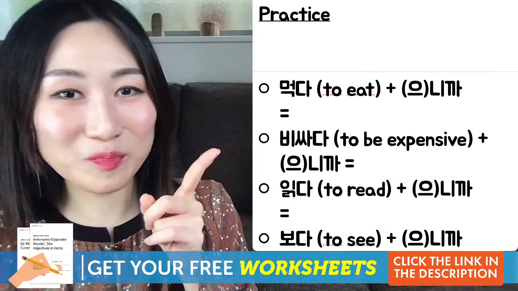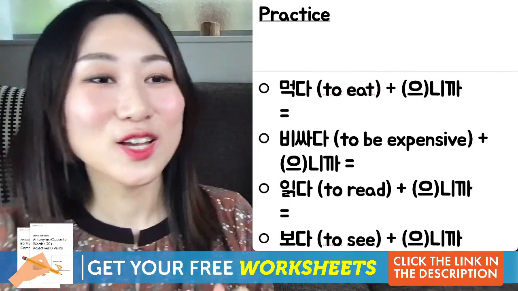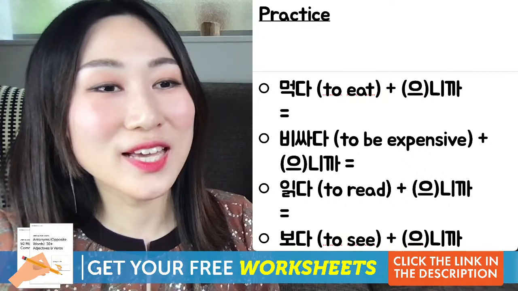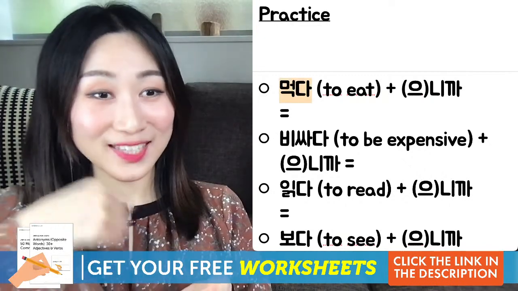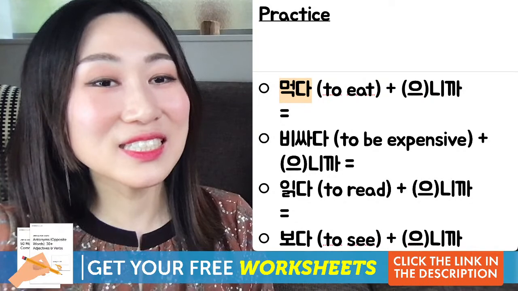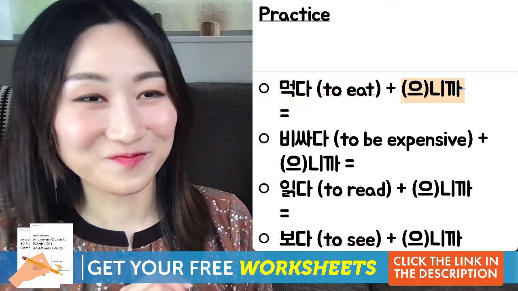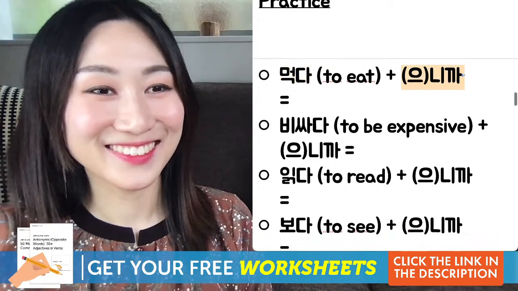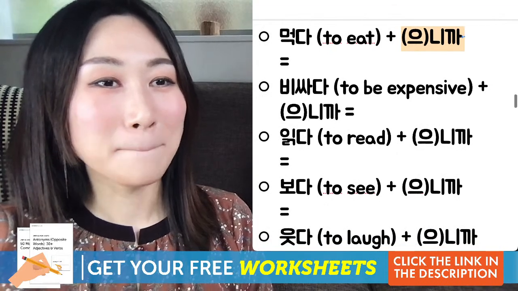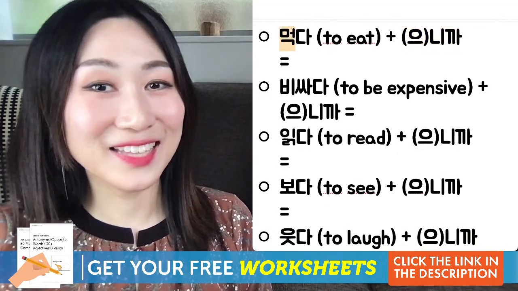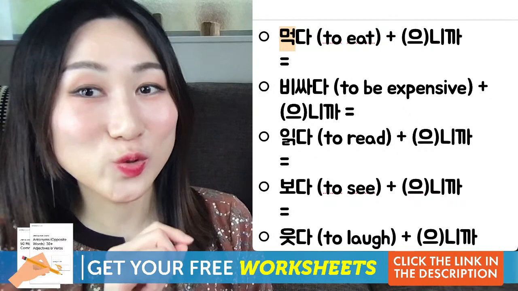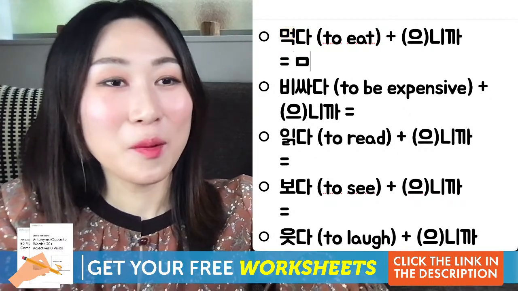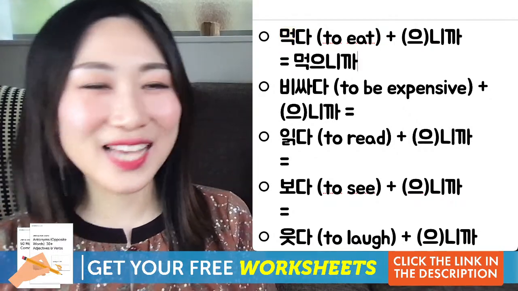So if you know the answer, please write it. First, I want to conjugate 먹다, to eat, with 으니까. What's the answer? Let's see. 먹 ended with a consonant, so I'm using 먹으니까. It means because I eat.